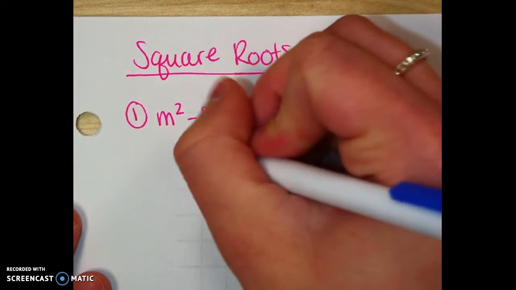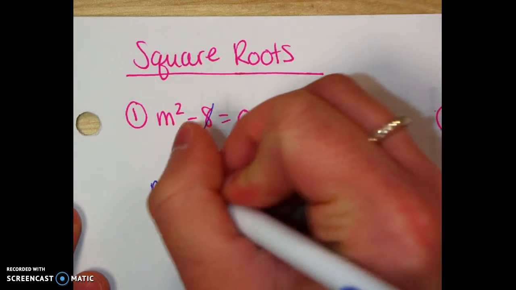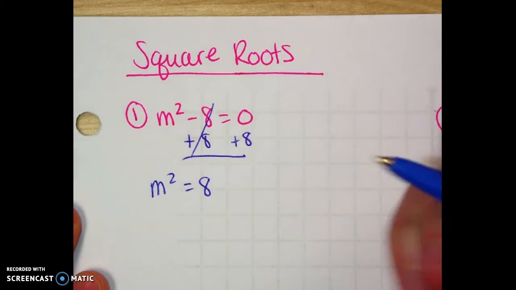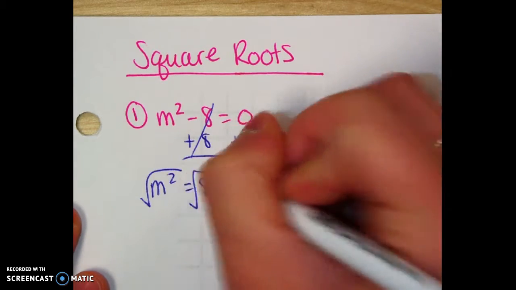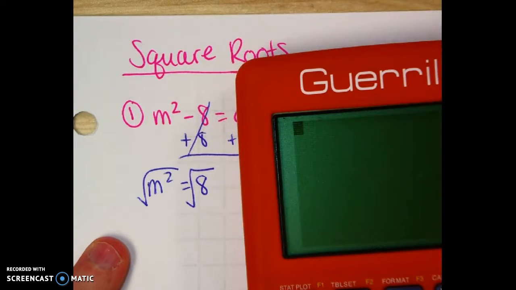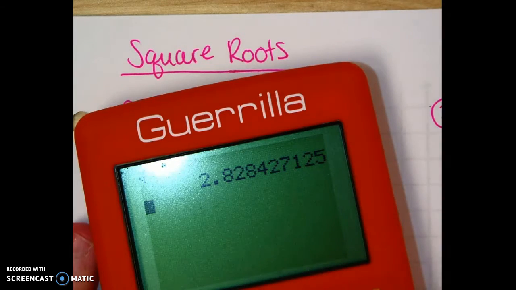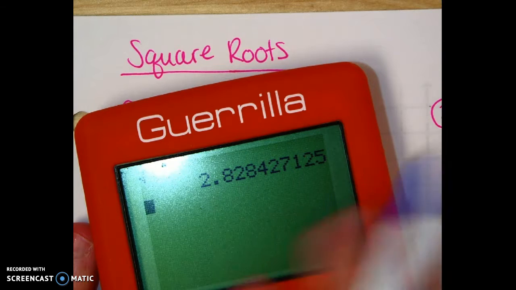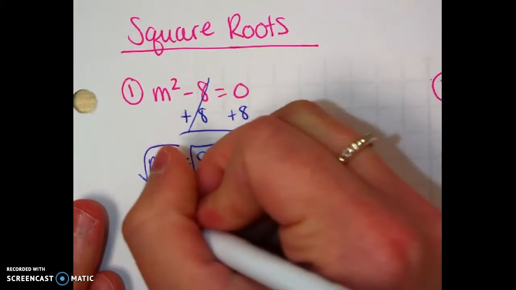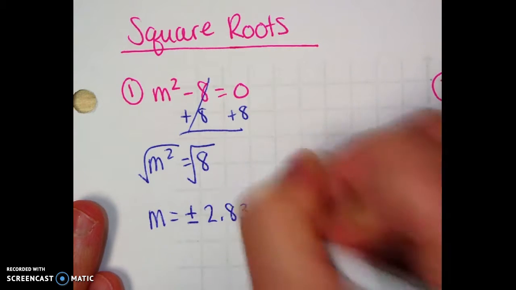Okay, for this one you should add 8 first. You would get m squared equals 8. Square root both sides, make sure you show that. And let's see, square root of 8 is 2.83 because the 8 rounds the 2 up. So this is 2.83. M equals plus or minus 2.83.